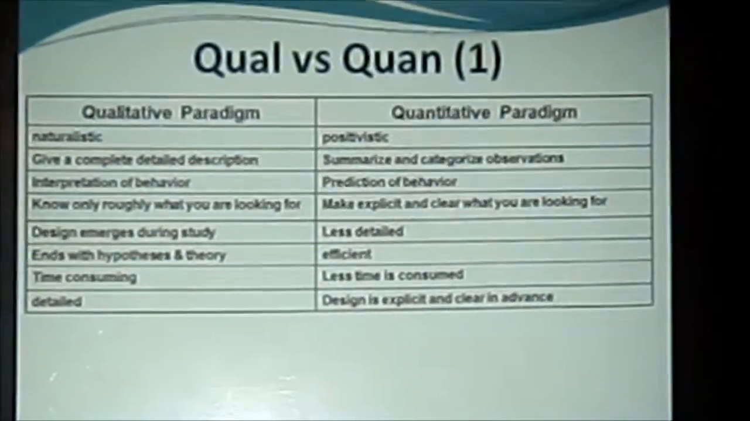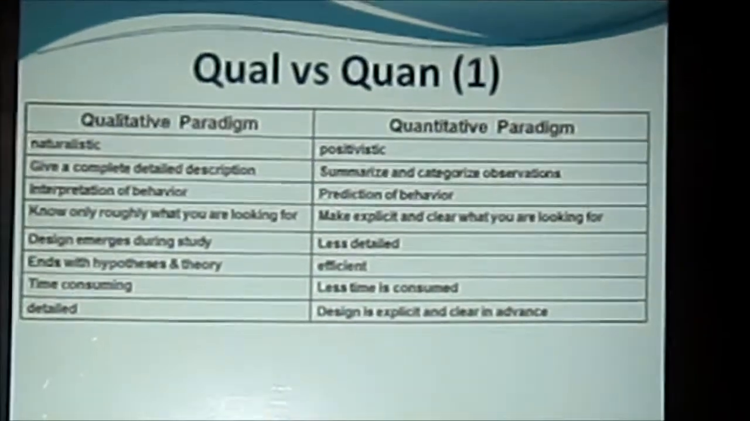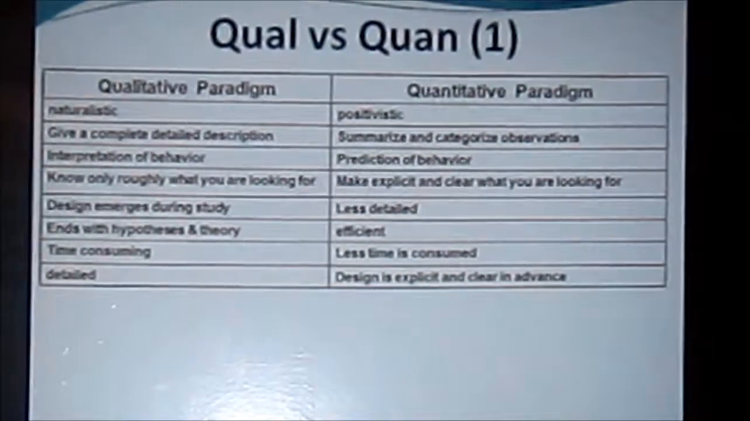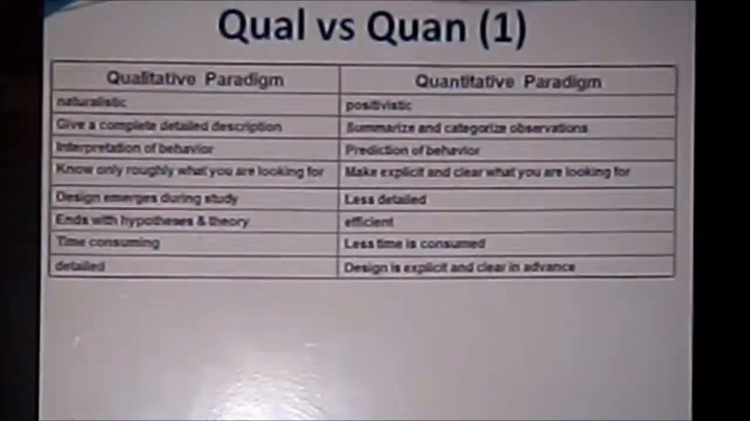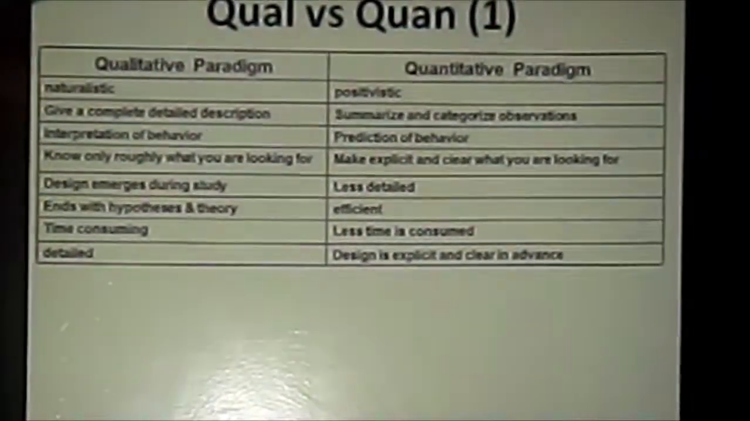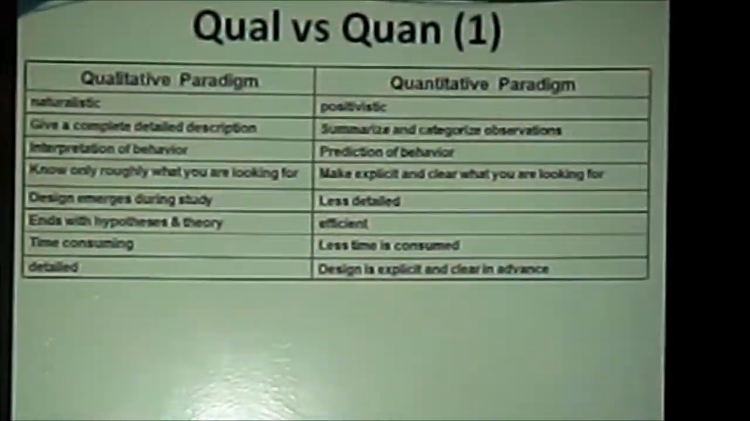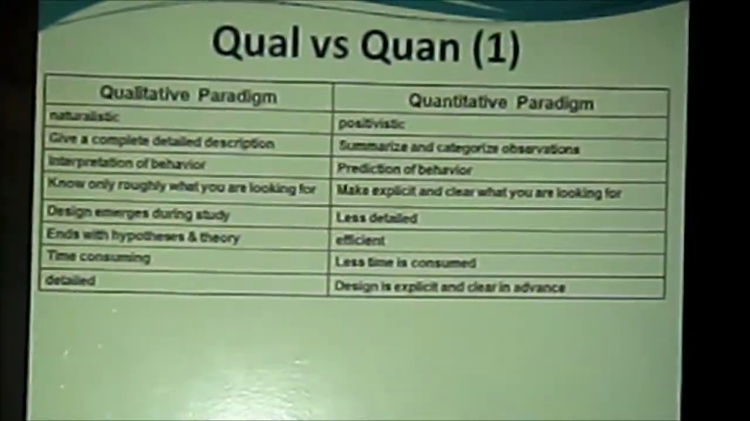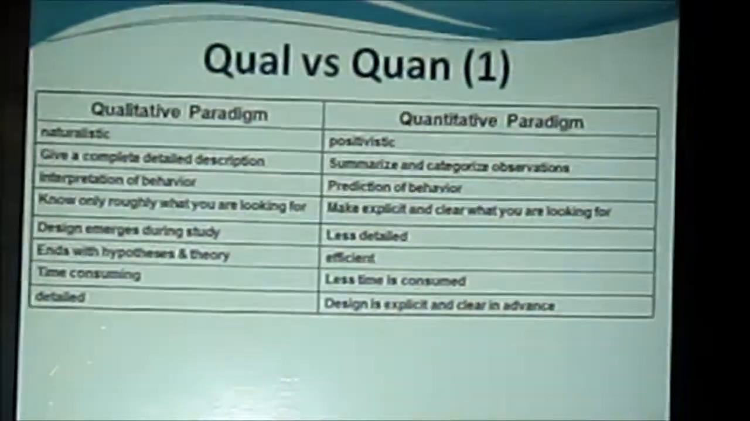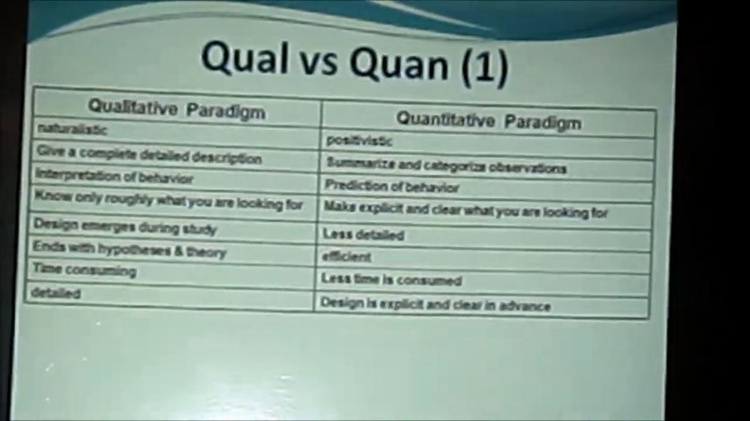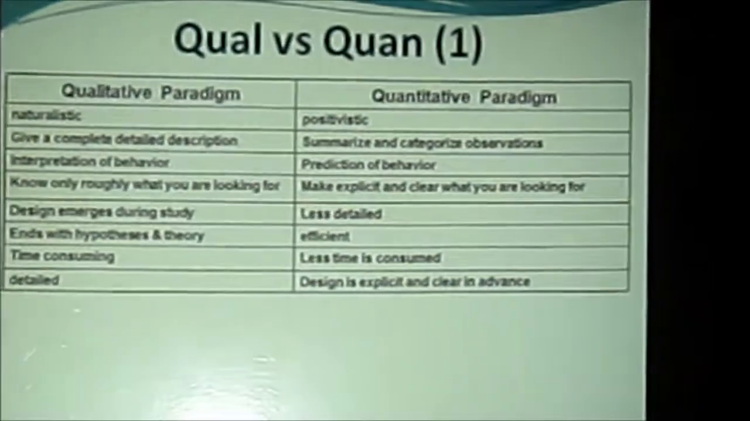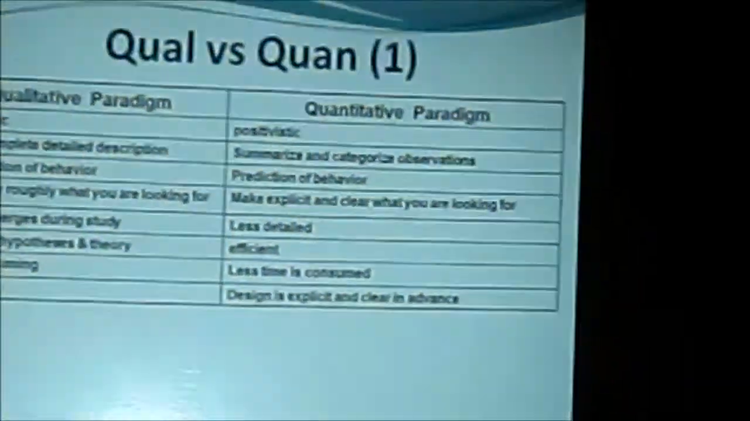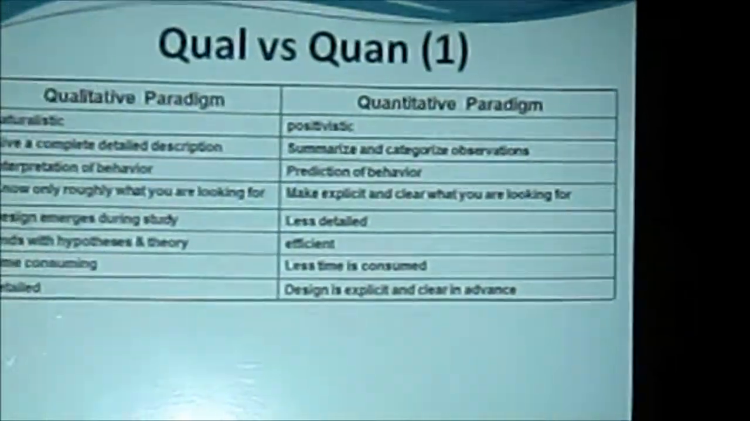As for quantitative research, we try to make explicit and clear what we are looking for. We state the variables and set them from the beginning. We identify the variables of the study, the problem, and we make it clear what we are going to find out. We have to find out the relationship between the variables. So it is clear from the beginning in quantitative research what we are going to find out.